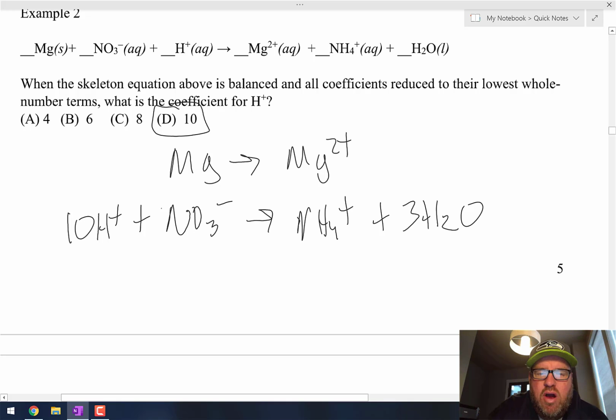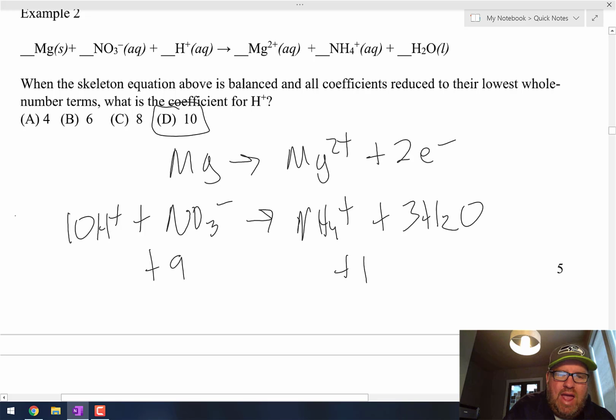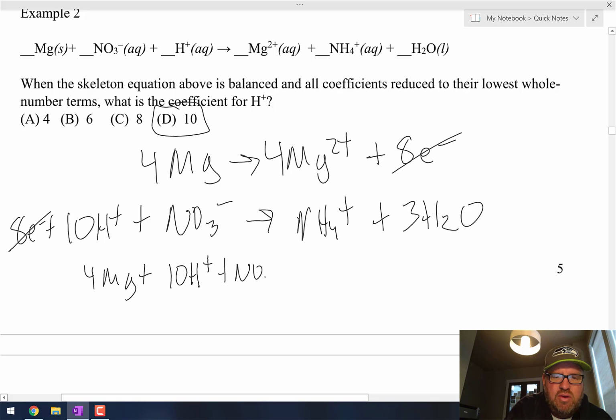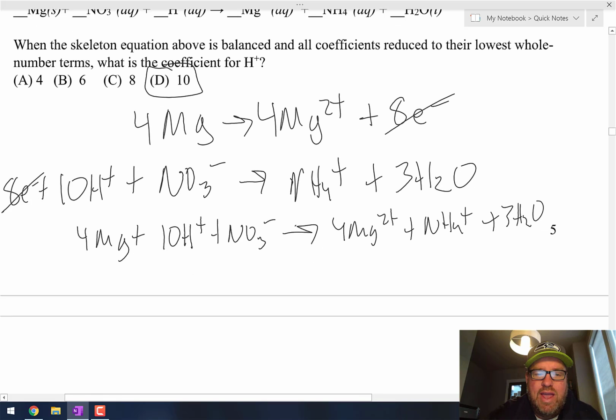And now we need to balance our electrons. So to make this one the same, we need to put 2 electrons on this side. Here I see a plus 9 and a plus 1. So I need to bring this one down by 8. So I'm going to put 8 electrons on this side. And now I need to make the electrons the same. So I'm going to multiply everything up here by 4, 4, 4, and 8. And then again, the electrons cancel. So overall, we're going to have 4 Mg's plus 10 H pluses plus NO3 minus makes 4 Mg2 pluses plus NH4 plus 3 H2Os. Now, again, we got lucky.